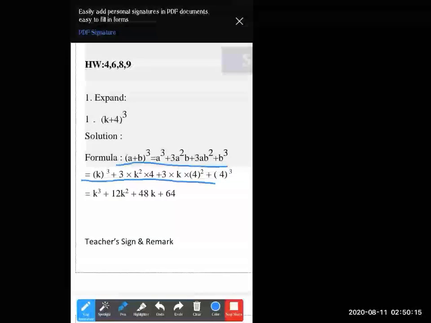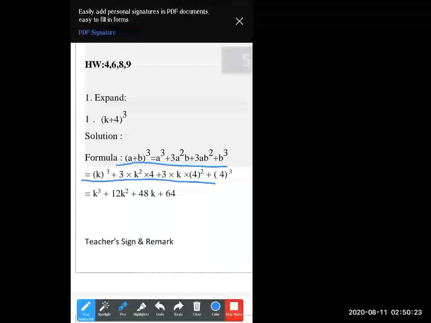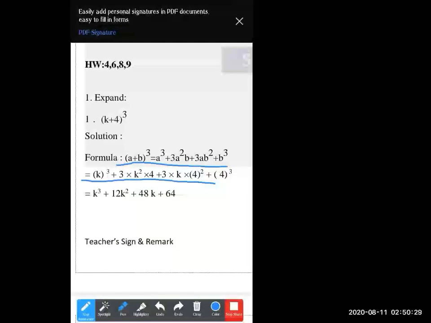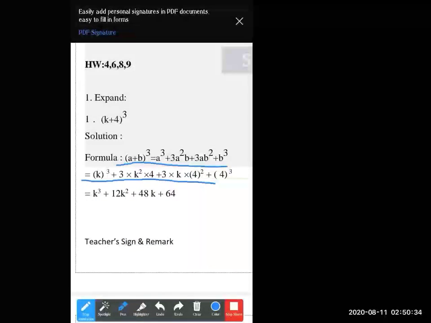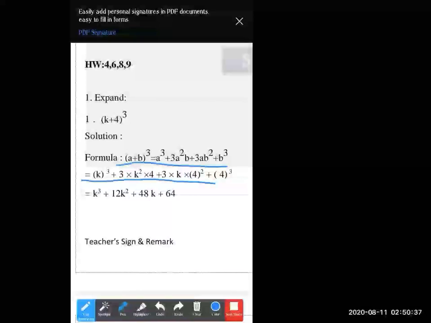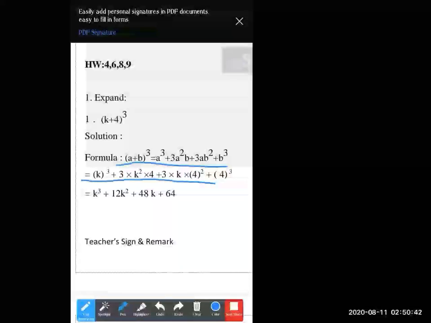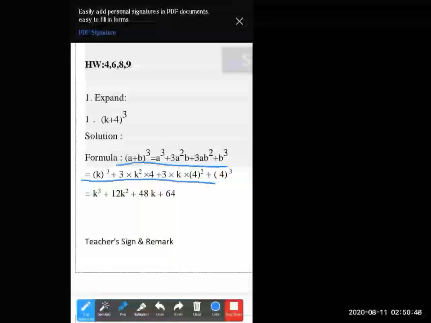See this one, this line. K cube plus 3a square b मतलब होता है plus 3 into a square means k square into 4. So here will be 3 into k square into 4 plus 3 into ab square. 3 into ab square means 3 into k into 4 square. 3 into k into 4 square plus b cube. b cube मतलब हमारा यहाँ क्या है? 4. So it is 4 cube. B cube means it is 4 cube.